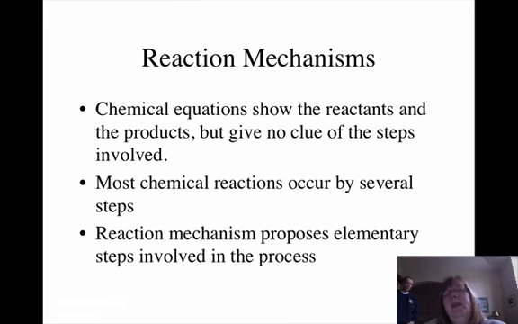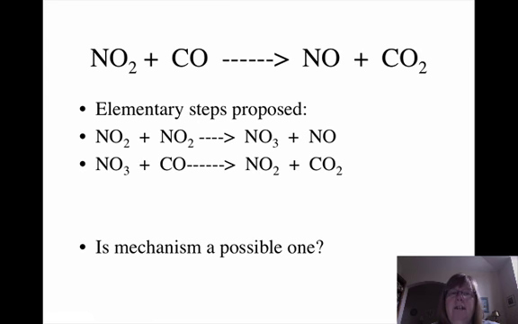Now, this is what I really want to concentrate on in this video, and that's called a reaction mechanism. The chemical equations that we write will show our reactants, so it shows us where we begin, and it shows us where we end in the products. But it doesn't tell us how we get from reactants to products. Most chemical reactions occur by several steps, and those steps are called elementary steps. And the mechanism is all of those elementary steps put together that lead to our final reaction.